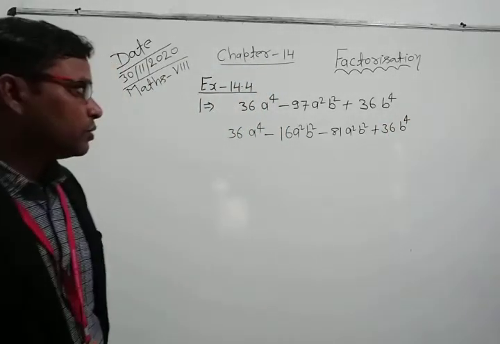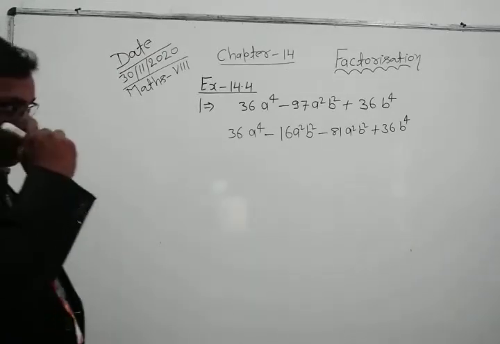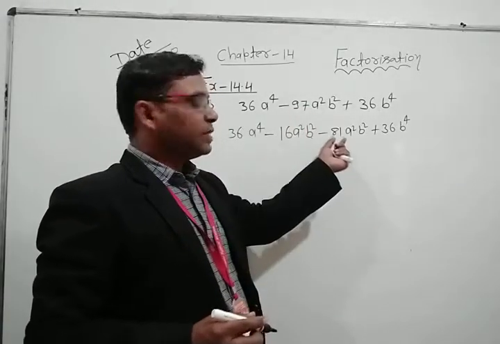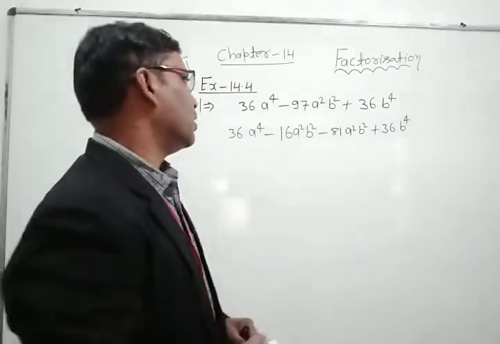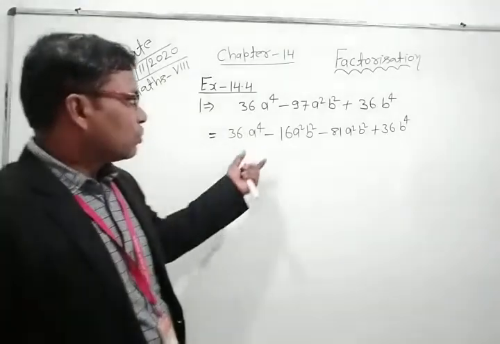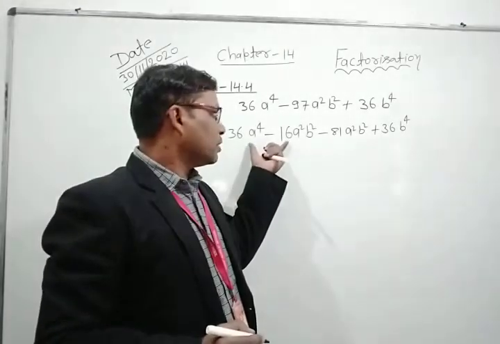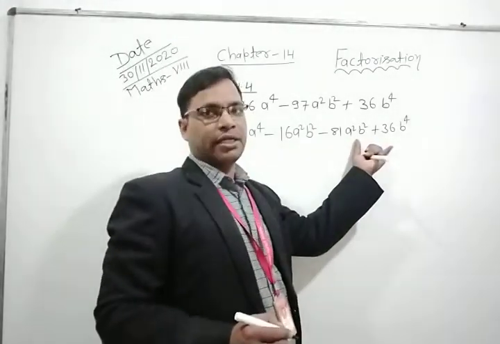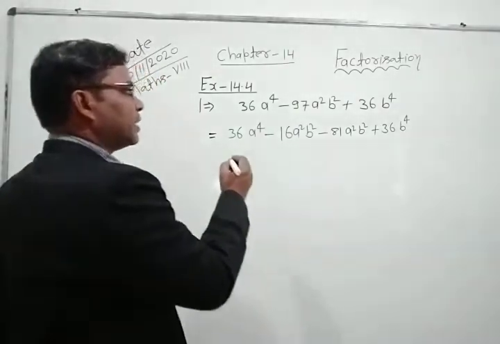So we break 97. You can write 97 as 16 plus 81. This is clear. Now after this we make groups. The first two terms we take as the first group, and the last two terms as the second group. Clear?